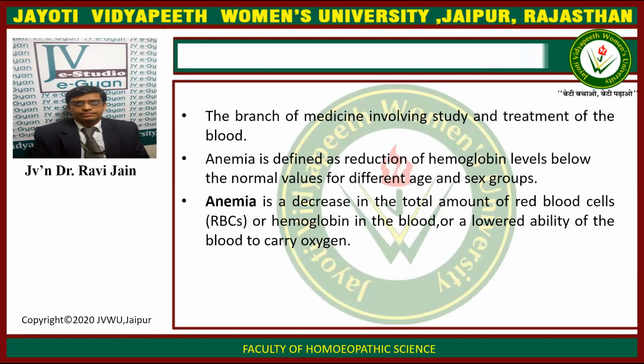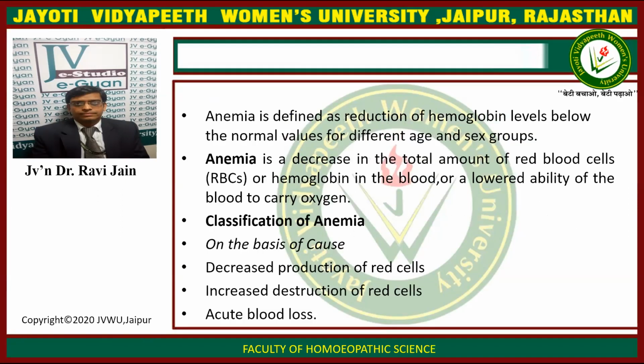Now let's start with anemia. Anemia is defined as the reduction of hemoglobin levels below the normal values for different ages and sex groups. Anemia is a decrease in the total amount of red blood cells, that is RBCs, or the hemoglobin in the blood, or a lowered ability of the blood to carry oxygen.